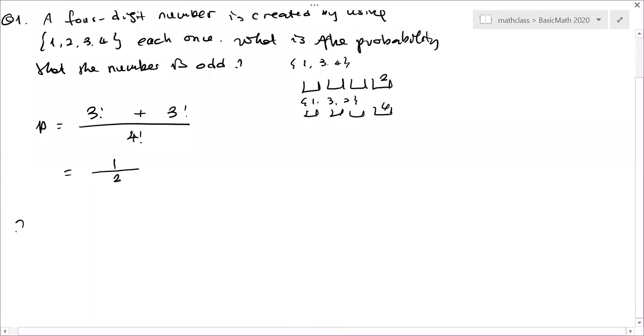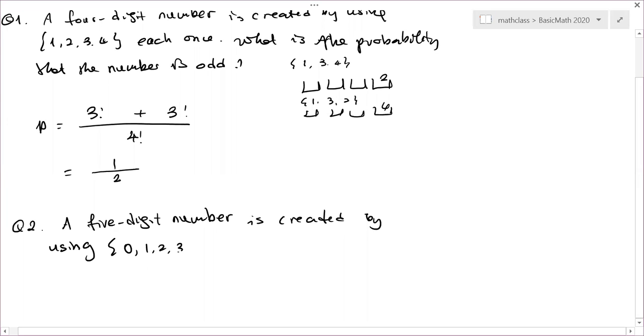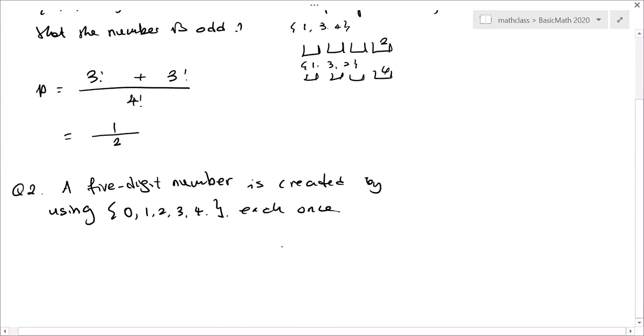All right. Now, if I change the problem a little bit: it's a 5-digit number created using 0, 1, 2, 3, 4, each used once. There is a 0 here. What is the probability that the number is odd?